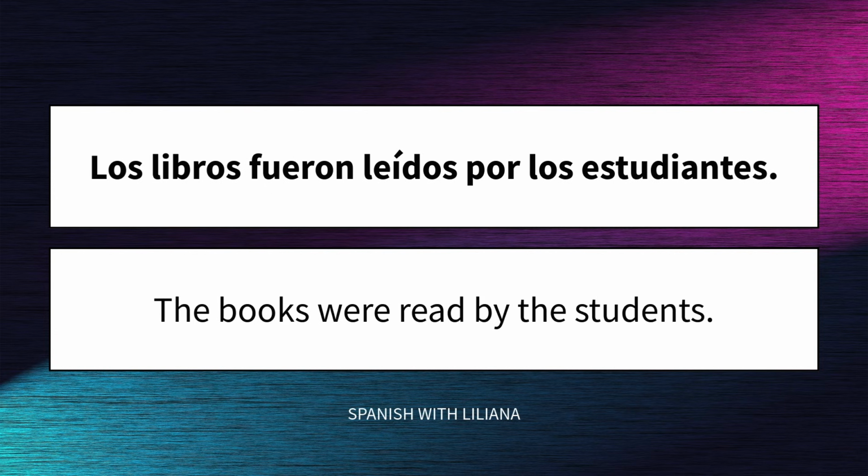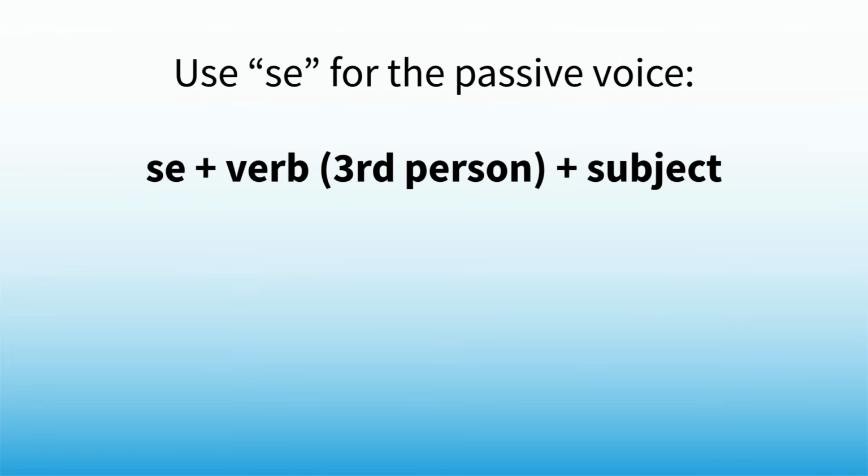Los libros fueron leídos por los estudiantes. The books were read by the students. Here, leídos matches the gender and number of los libros, the books, plural masculine noun. So this is one way to use the passive voice, and we'll take a look at some examples in a few minutes.